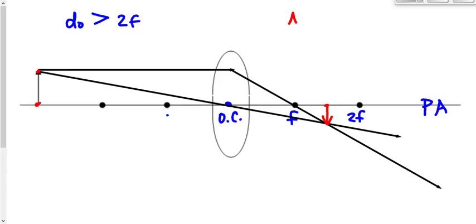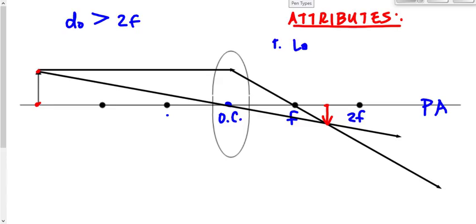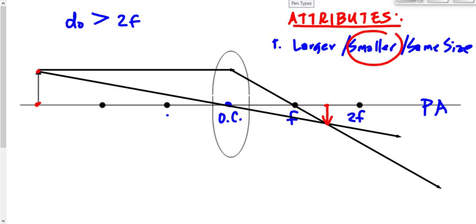We will always identify three attributes or characteristics of an image. The first one will relate to the size. Is it larger? Is it smaller? Or is the image the same size as the object? Look at the red image and the black object. The red image is smaller than the object. So just like in the demonstration, when you saw the projection of the Canadian flag on that piece of paper, the image was smaller. It's not always smaller, but it is in this case.